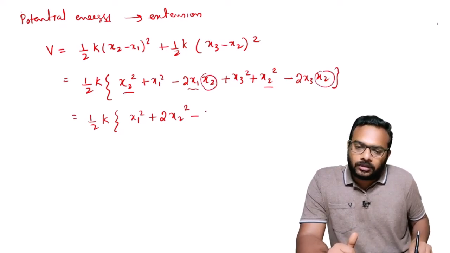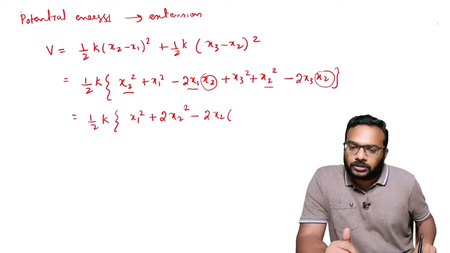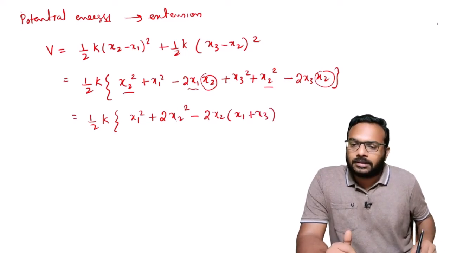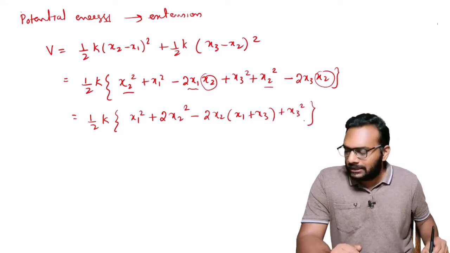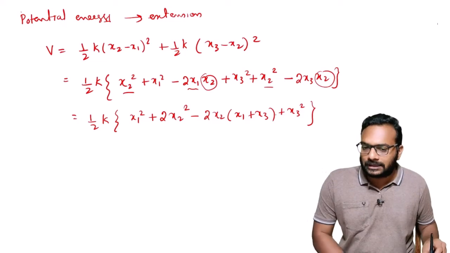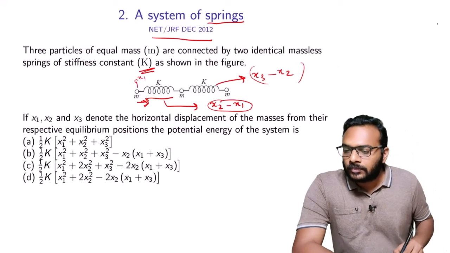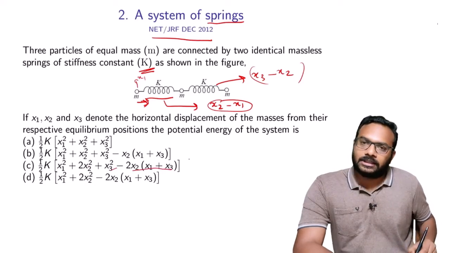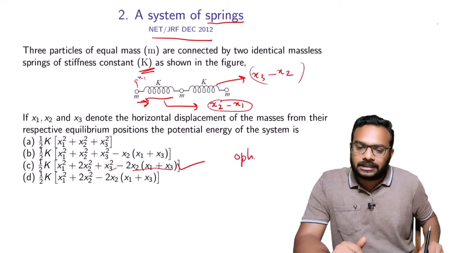So let's pull out minus 2x2 to match it with one of the options, and you get minus 2x2 times (x1 plus x3). And we also have this x3 square. So: x1 square plus 2x2 square plus x3 square minus 2x2 (x1 plus x3). Which option is that? x1 square, 2x2 square. This is the correct answer. Option C.